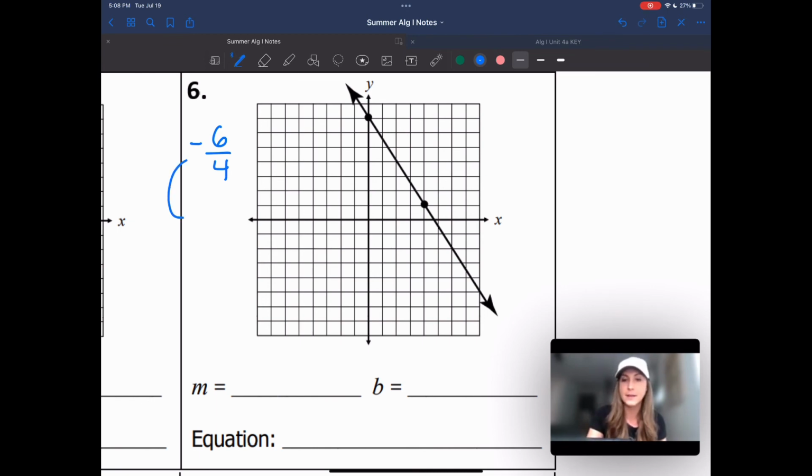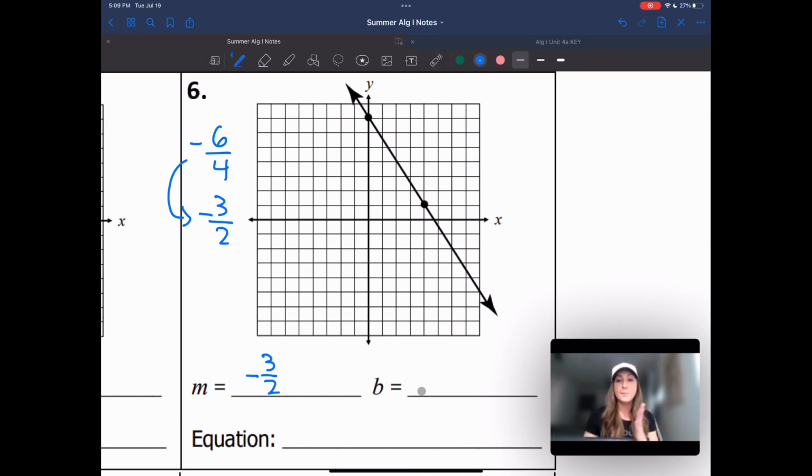That's our slope, but it can be simplified. So let's simplify it. You can divide both of those numbers by 2. So this would simplify to negative 3 over 2. That would be the final simplified fraction. So my slope is negative 3 over 2.